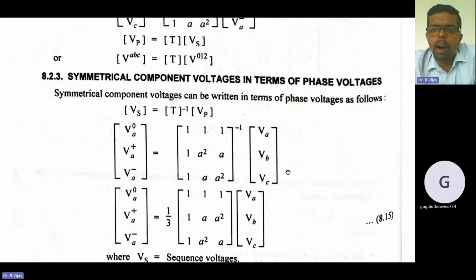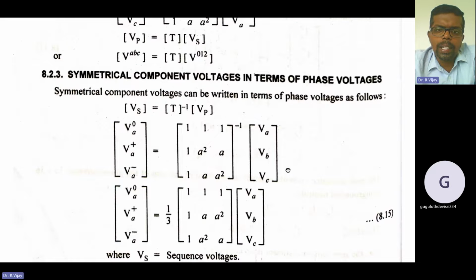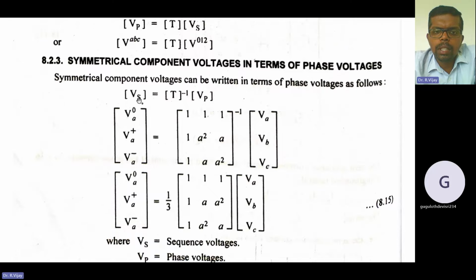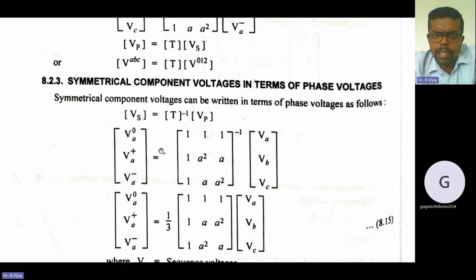Next is symmetrical component voltage in terms of phase voltage. Same story here. In this notation, Vp is equal to T matrix into Vs. So we are taking this Vs outside: Vs is equal to T inverse of Vp, where Vs is equal to Va0, Va plus, Va negative. That is your sequence voltage. That is equal to this T matrix [1, 1, 1; 1, a squared, a; 1, a, a squared], the whole inverse, into these phase voltages Va, Vb, Vc.